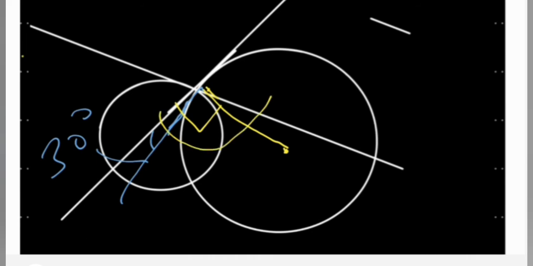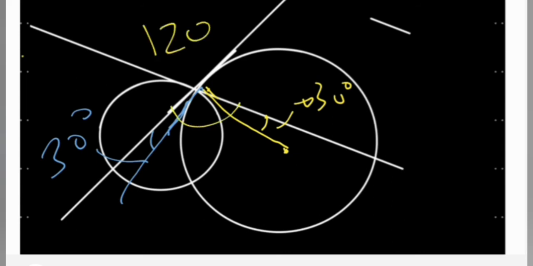Now remember, all this was 120 degrees. If this part is 90 and all of it was 120, then this part over here is 30 degrees. Now why is this important? Because all of it was 120 degrees, all of it, right?